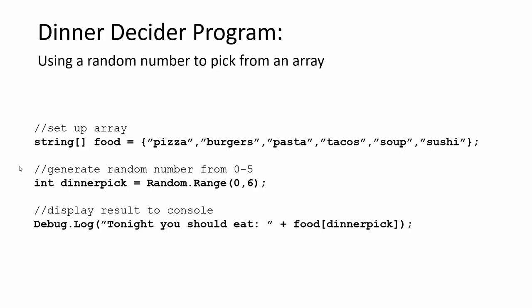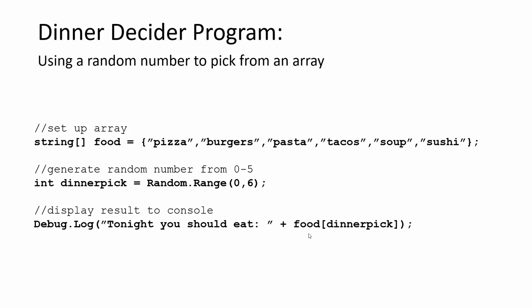I can generate a random number from 0 to 5 using Random.Range. The way this works is 0 is included in the range, but then you say what the range limit is, but it does not include this number. So this would include numbers 0 through 5. And I'm doing that because the first element in my array is 0, 1, 2, 3, 4, and 5 would be my last element. That'll be stored in a variable called dinnerPick. And then I can display the result simply by using dinnerPick as my index in food.